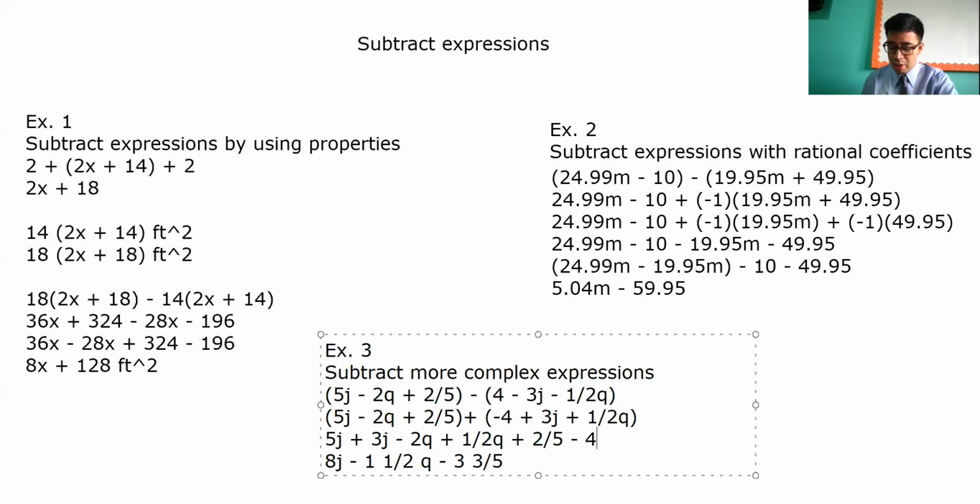So this is the result. The simplified expression is 8j, sorry, minus 1 and 1/2 q minus 3 and 3/5. Okay, this is for example 3 when we have more complex expressions. So I think that I'm going to finish in here, guys.